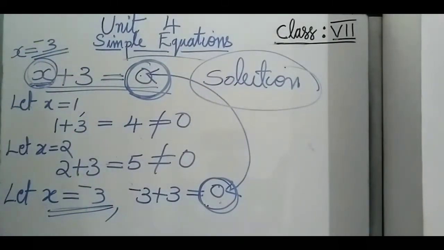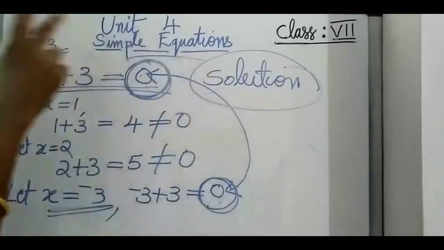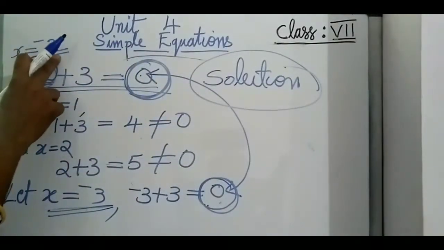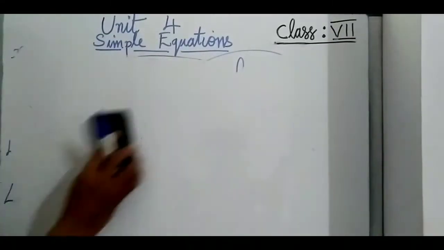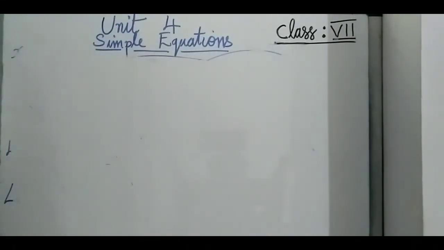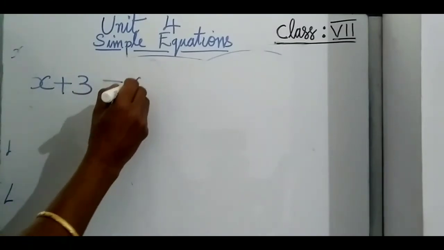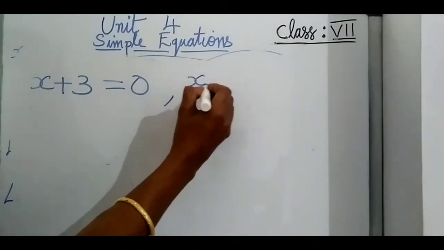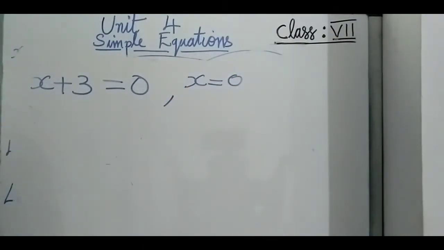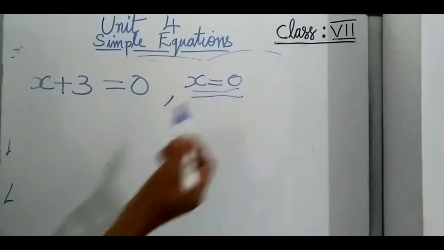Now we learned about solution. So here the equation has one solution. What is the solution? Minus 3 is the solution. So you have to check an example: x plus 3 equal to 0. You have to check whether the equation is satisfied or not at this value, x equal to 0.